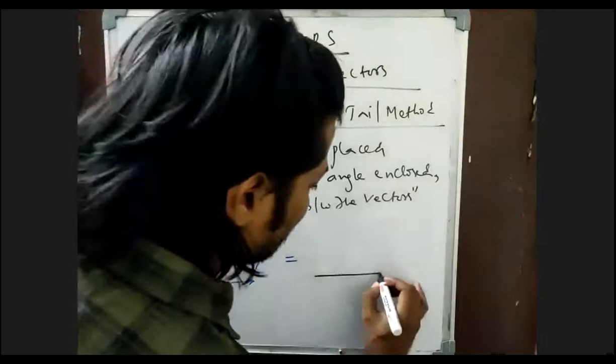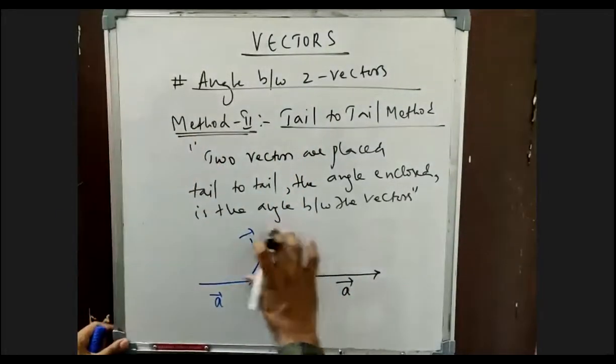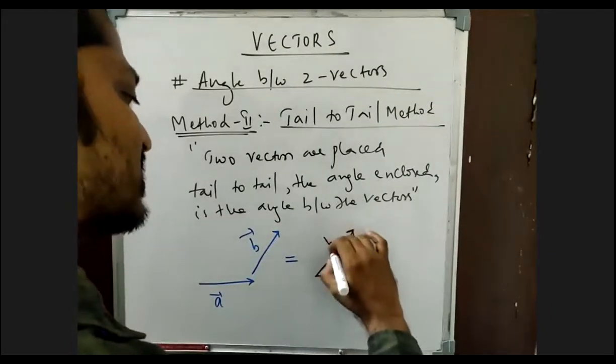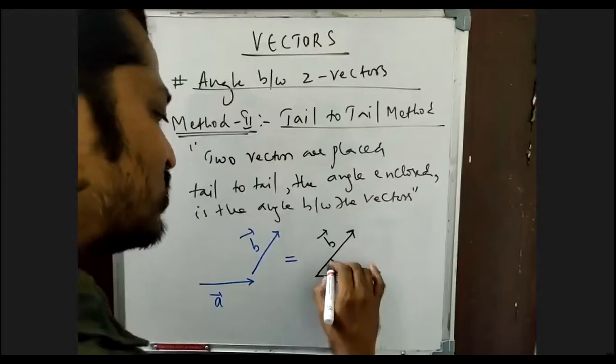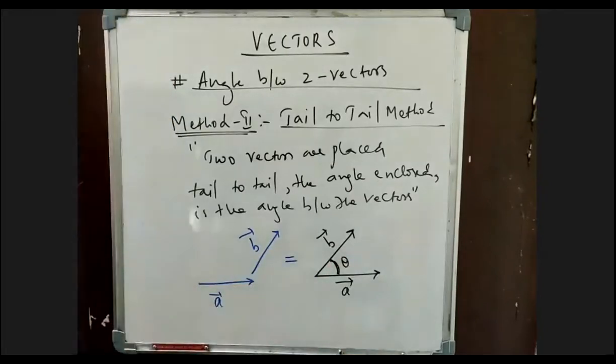That means this will be the vector A bar. I am replacing the vector B bar, shifting it parallelly and keeping it at the tail of the first vector. This is nothing but B bar. The angle enclosed between them will be the angle, that is nothing but your theta. I hope you are clear right now. So theta is nothing but tail to tail.